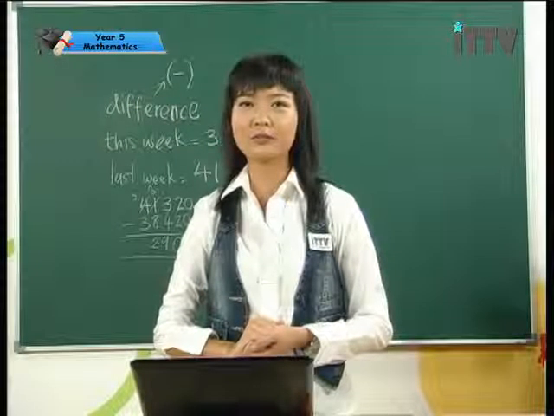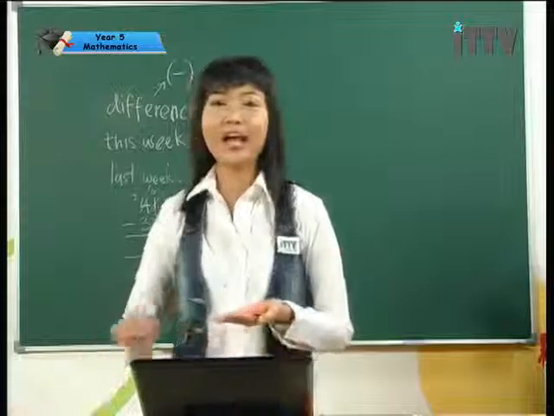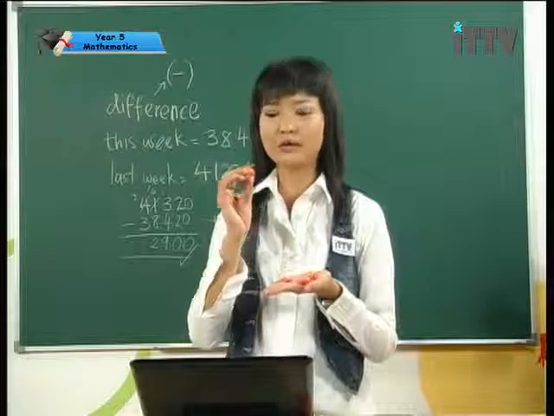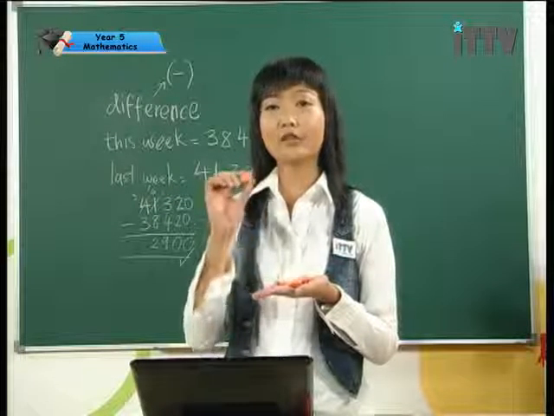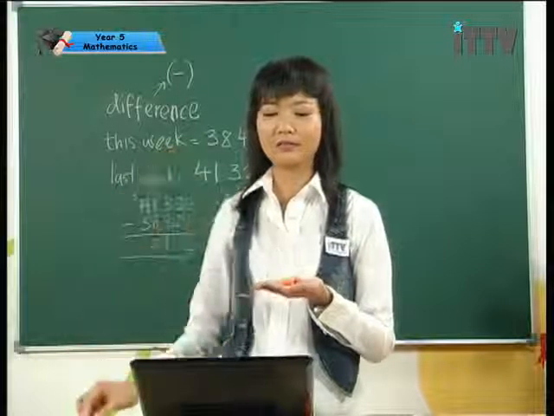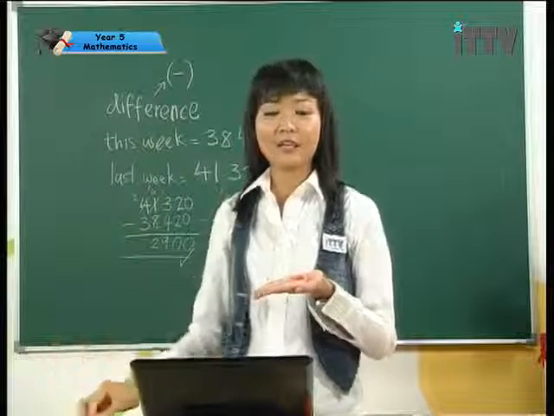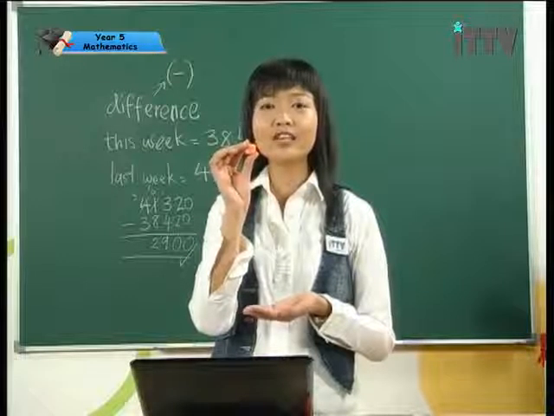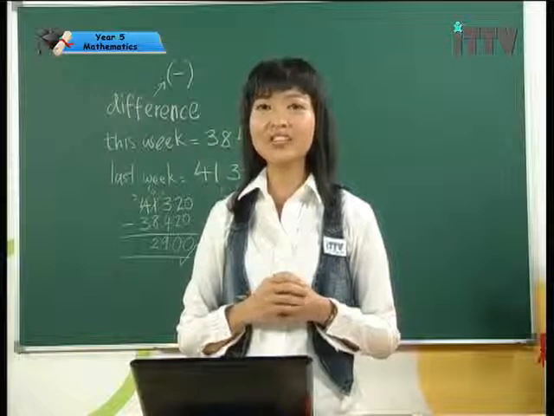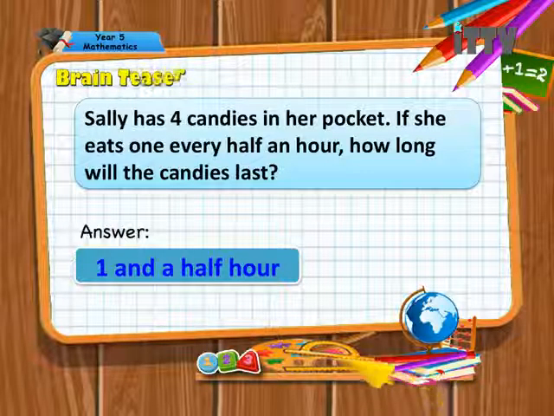Unfortunately, the answer is not 2 hours. Why? Let me show you. Okay, I have 4 sweets over here. So imagine if Sally has taken the first one, say at 12 o'clock. Yeah? So at 12:30, she takes the next one. After half an hour, at 1 o'clock, she takes the third one. And finally, at 1:30, she takes the 4th candy. So, from 12 to 1:30, the 4 pieces of candy will only last her 1.5 hours.